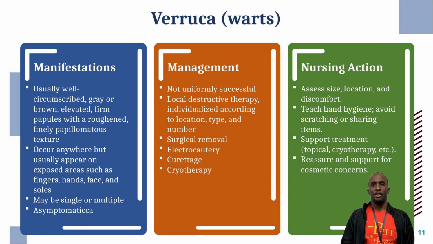Verruca, or warts, are typically well-circumscribed gray or brown papules with a rough texture, often found on fingers, hands, face, and soles. They can be single or multiple and are usually asymptomatic. Management includes local destructive therapy, surgical removal, electrocautery, curettage, and cryotherapy. Emphasize hand hygiene, avoid scratching, and address cosmetic concerns.